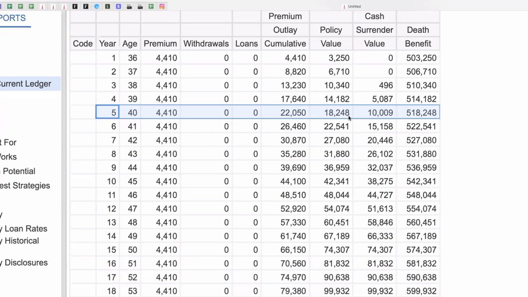Now, if Tracy says, Johnny, where did that $4,000 go? I gave 22. Why do I have 18? Well, Tracy, that $4,000 went to protect you and your family with $500,000 of insurance benefit. The insurance isn't for free.